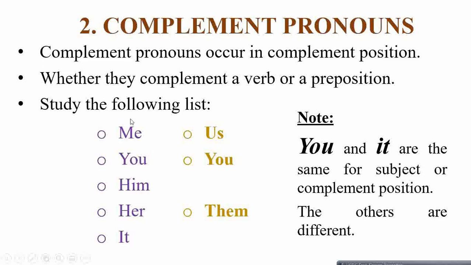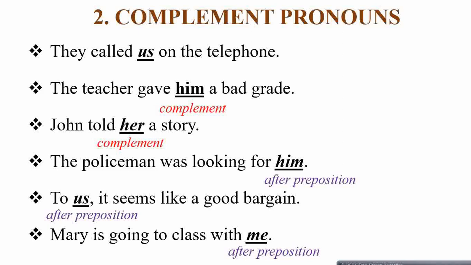These are some of the list of the complement pronouns: me, you, him, her and it. These are all complement pronouns in singular. For the plural it can be us, you and them. You and it here are the same for the subject or complement position. The others are different. अगर हम recall करें जो हमने subject pronoun study किया, उसमें me की जगह I था, him की जगह he, her की जगह she था, us की जगह we था, them की जगह they था. But in case of complement, you and it are the same, all the others are changed. So just for the sake of recall, इसको हम examples में study करते हैं.